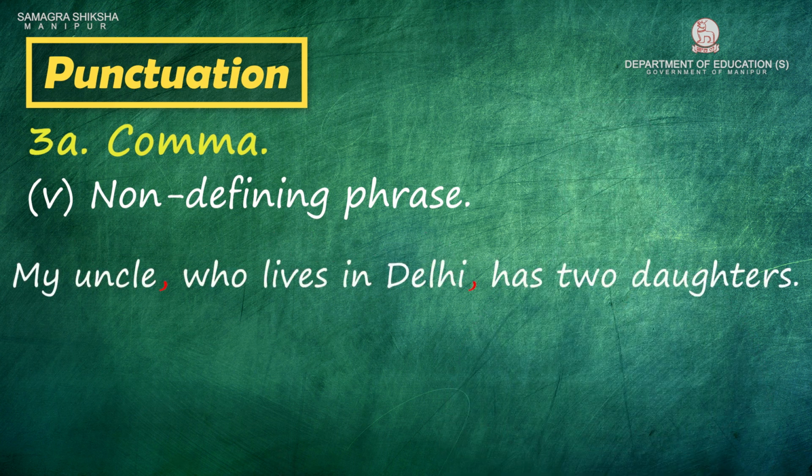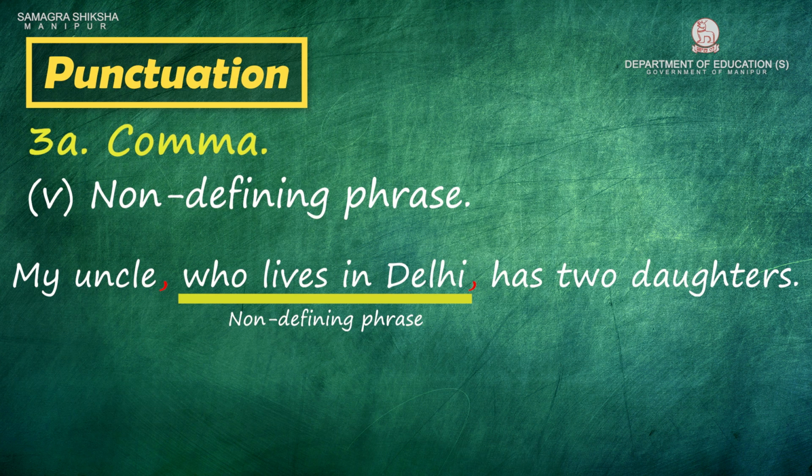So for example, my uncle, who lives in Delhi, has 2 daughters. So if I remove the non-defining phrase who lives in Delhi, the sentence will become, my uncle has 2 daughters. So does this bring any change to the meaning of this sentence? No, it doesn't bring any change to the meaning of the sentence. It only gives us some extra information about my uncle. So this is known as a non-defining phrase. So we have to separate this non-defining phrase with the punctuation mark, comma.